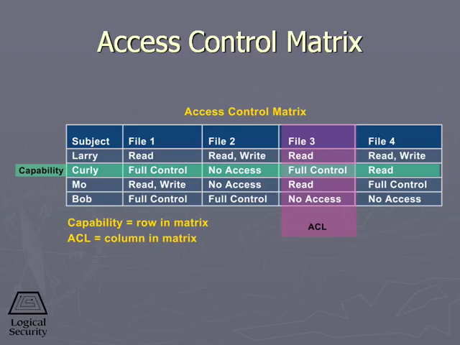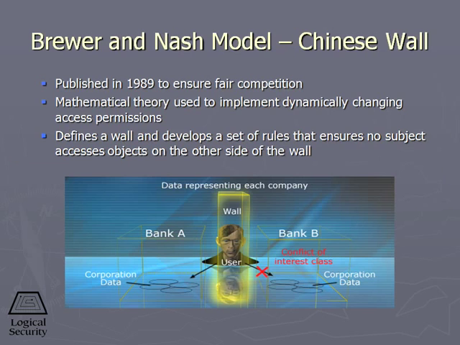And if we look at a row in this table, a subject's row is the subject's capability. So the row is the capability, and capability is bound to the subject, while the column is the object's access control list. The ACL is bound to the object. Again, this is used primarily in discretionary access control models, which is principally what we use on Microsoft networks, Unix and Linux networks, etc. Another model we're going to look at now is called the Brewer-Nash model.